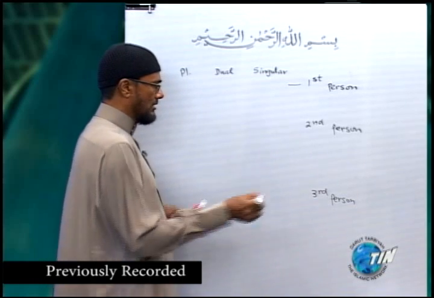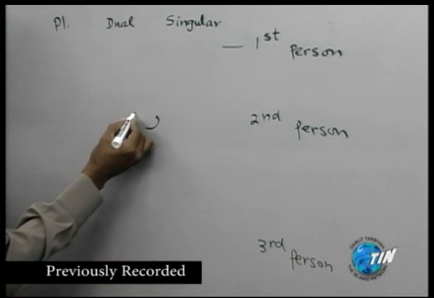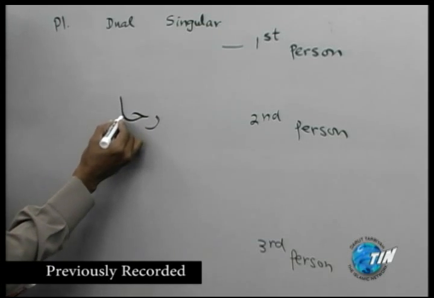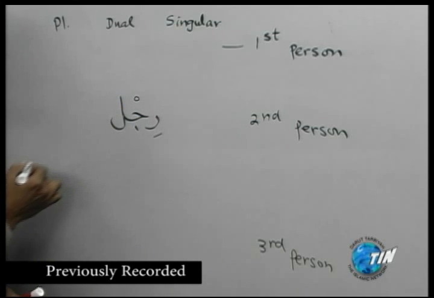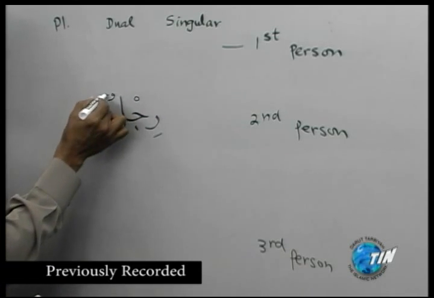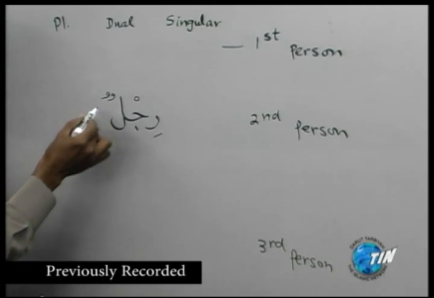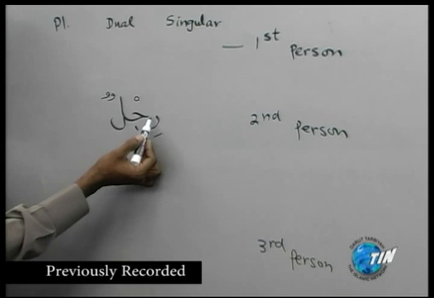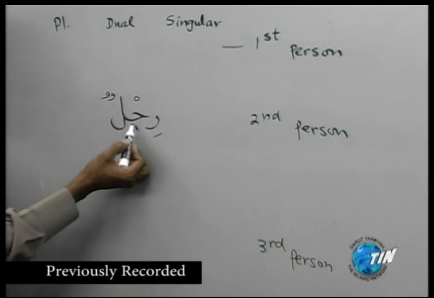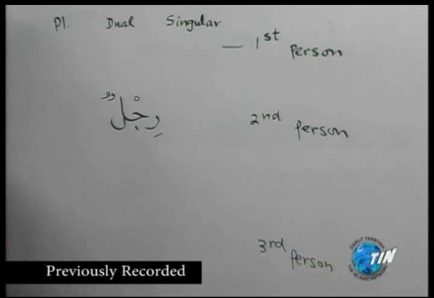Okay. Rijl. Let me write it for you. Ra, Jim, and Lam. Rijlun. Thank you, sister, for calling in. Rijlun. Okay. Rij, Ra joined to the Jim. Ra carries a kasra. So it's Rij, and then Lam with tanween dhamma, lun.